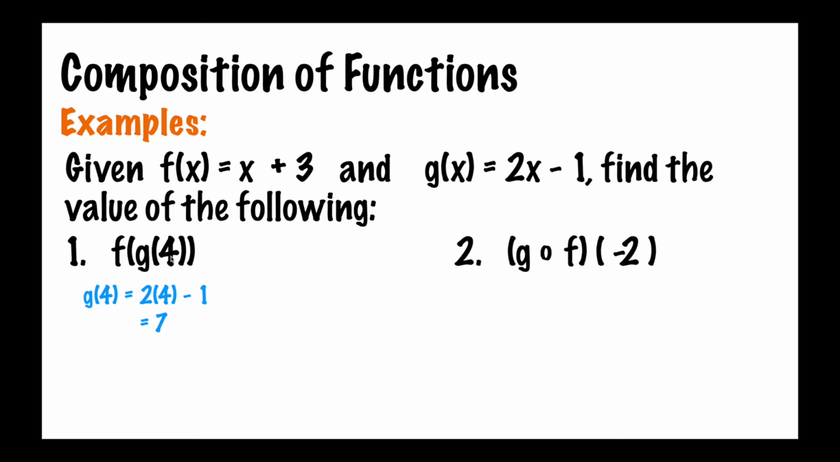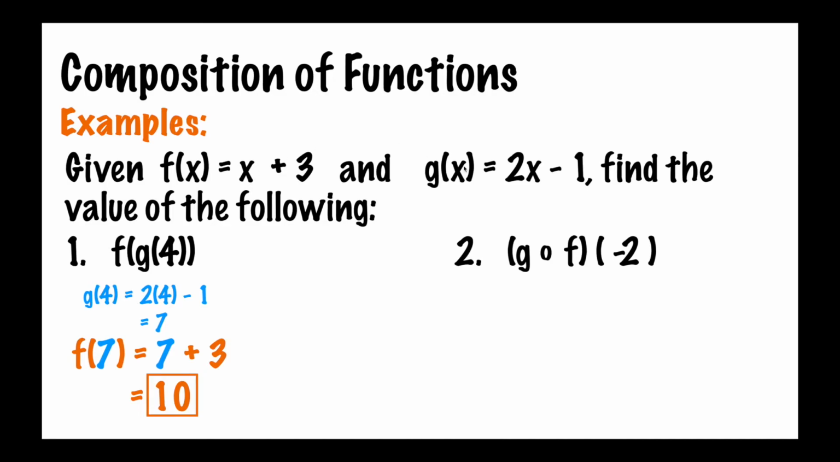Now I can do the outer part of this. So I have taken care of g of 4. This turned into a 7. So now I'm going to do f of 7. And for that, I'm only looking at this function. And now I'm replacing its x with a 7. So I do 7 plus 3 here, which gives me 10. And that's going to be my final answer.